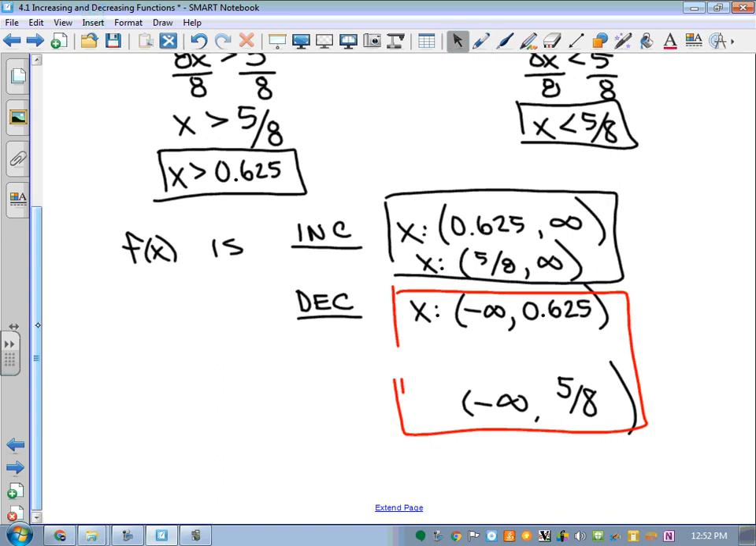Okay, that's part one. In part two, we'll look at a little bit nastier functions that are quadratic or cubic or higher.